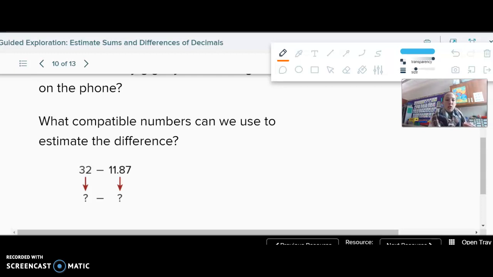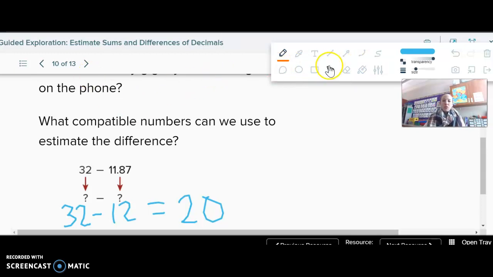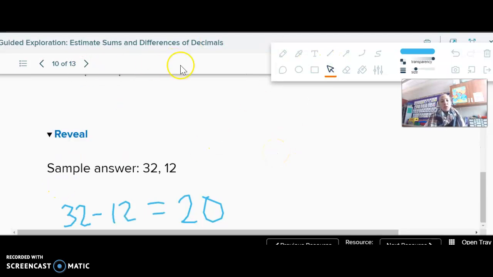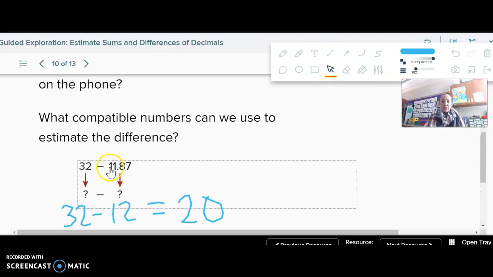32 can stay 32. If I round that to the nearest whole number, I get 12. 32 and 12 are easy to subtract. So if I pick those, I can estimate and say I have about 20 gigabytes left. If I had picked, say, 11, I could still do 32 minus 11, but 32 and 12 are maybe just a little easier to do.